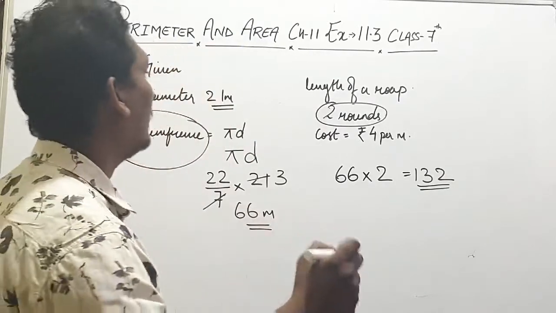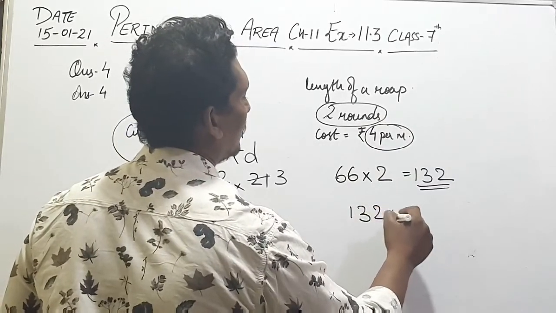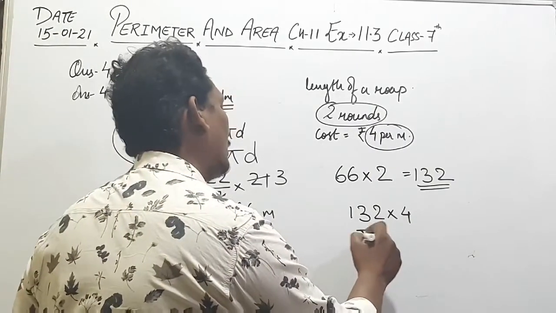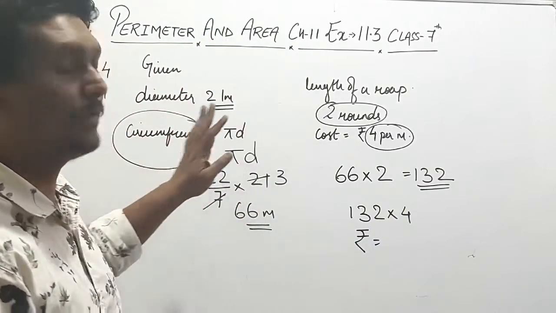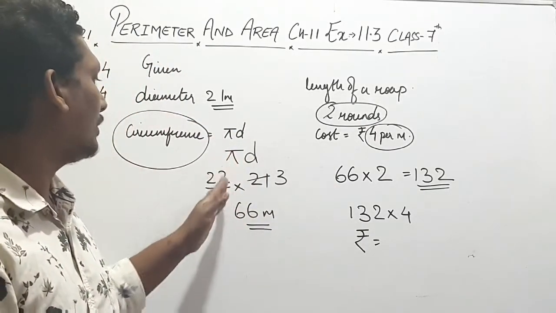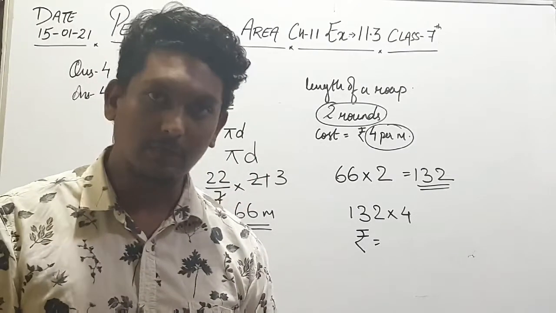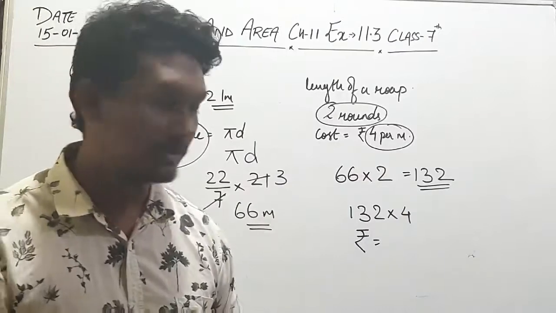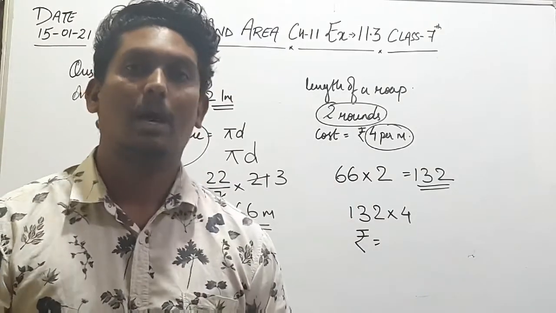Now next we have to find the cost. For finding this cost, multiply with this ₹4. So you will get the final value. So this question is homework for you. The question is very simple. Diameter is given, you have to find the circumference. The formula is pi d, and for the value of pi, just put 22/7 multiplied by 21. You will get 66. How many rounds he wants to make? 2 rounds. So 66 into 2, you will get 132. And what is the cost? 132 into 4. This is the final answer after calculation.